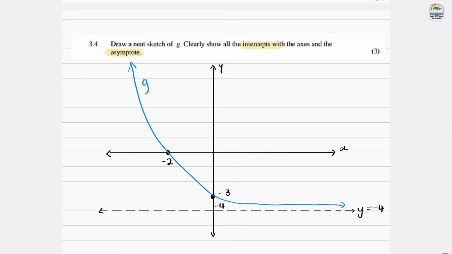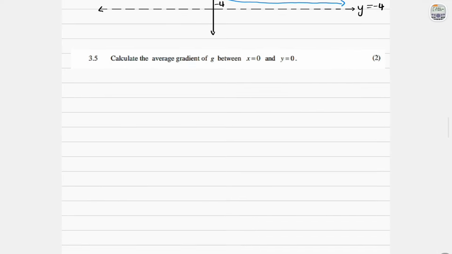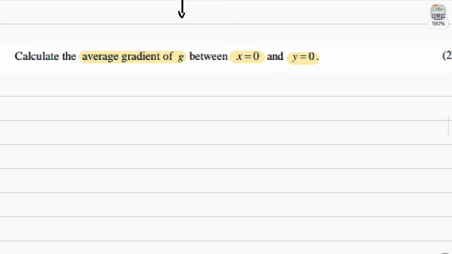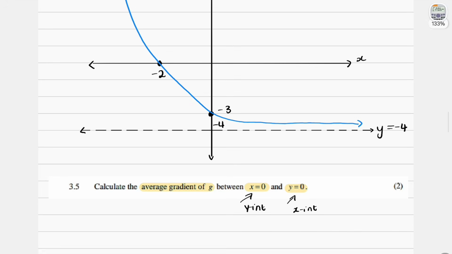Moving on to the next question. Question 3.5 says, calculate the average gradient of g between x is equal to 0 and y is equal to 0. So they didn't say x is equal to 0 and then x is equal to something else. They said x is equal to 0 and y is equal to 0. But you can just think about these as, where is x equal to 0? x is always equal to 0 at the y-intercept. Where is y equal to 0? At the x-intercept.